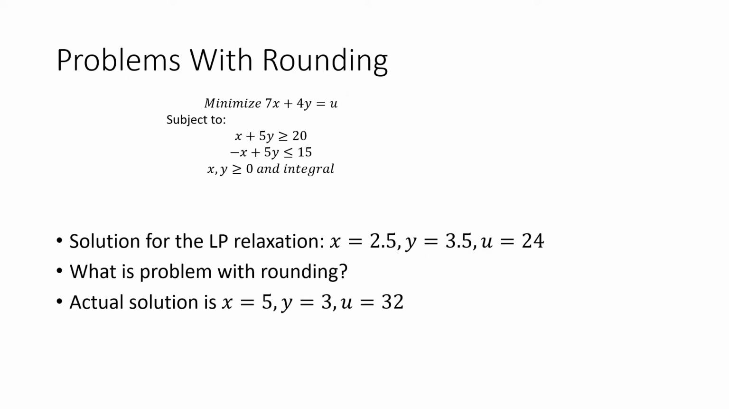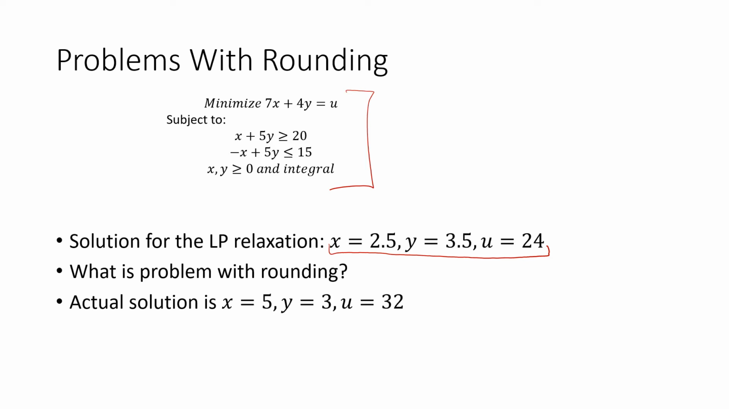Now, first thing is, why can't we just round? Well, if we solve a linear program and round, we will usually get a very good solution. But the problem is you don't always get the best solution. So take this one, for instance, this problem. You solve the LP relaxation. So in other words, forget about them being integers and just solve it as a simple linear program. What are you going to get? That's your solution. So if you round that, you are going to get x equals 2, y equals 3, and u equals whatever that it works out to.